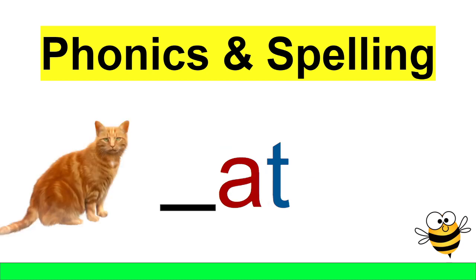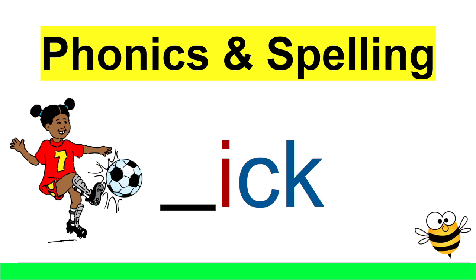What about cat? The K sound comes before an A. I knew you knew that one. It's easy. C-A-T spells cat. The C comes before the A. What about kick? K comes before I or E.